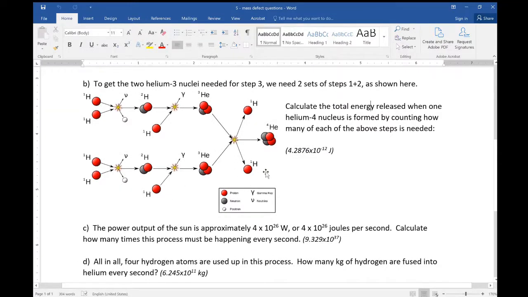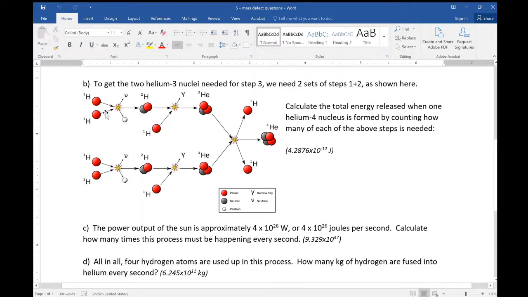You'll notice that this is almost a reverse of the chain reactions we were looking at. When we were looking at the fission of uranium, we had neutrons released in the end that caused a chain reaction, because they went and hit more uranium nuclei to release more neutrons to hit more uranium nuclei. And this is almost the opposite.